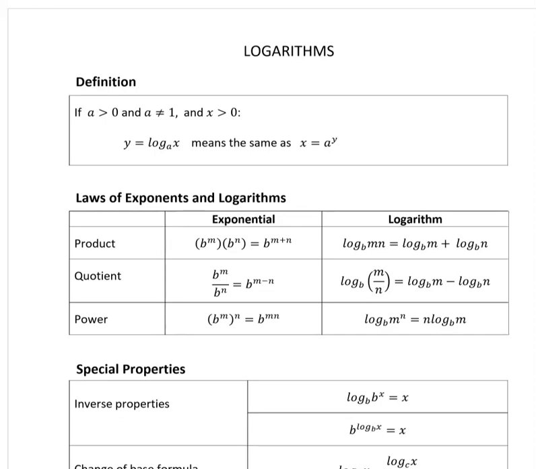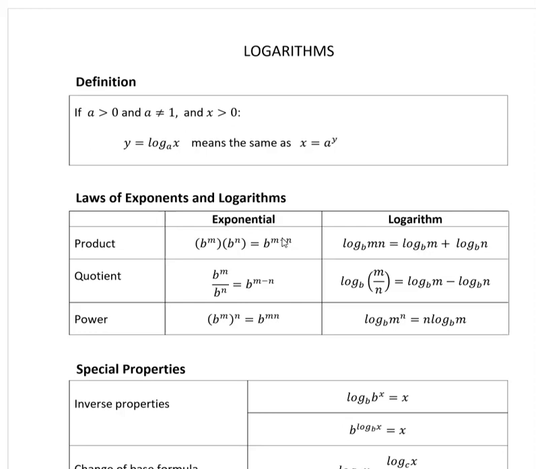Okay, we're going to be looking at properties of logarithms, and you have access to this reference sheet in the Document Sharing Center in my math lab. What I want to point out to you in this table is the product, quotient, and power rules for exponents and logarithms and how they relate.